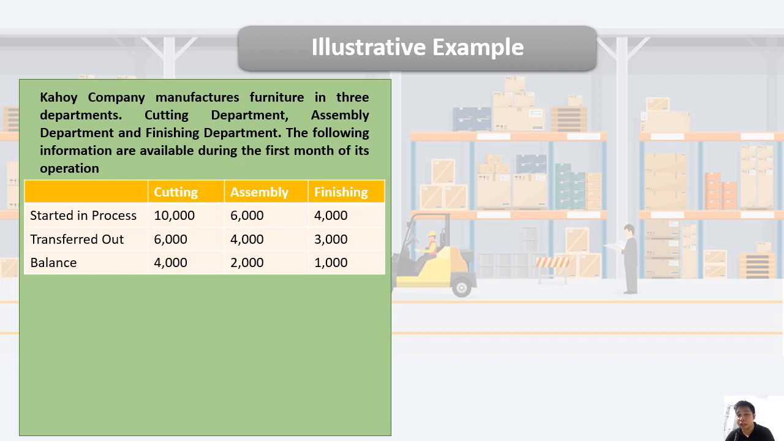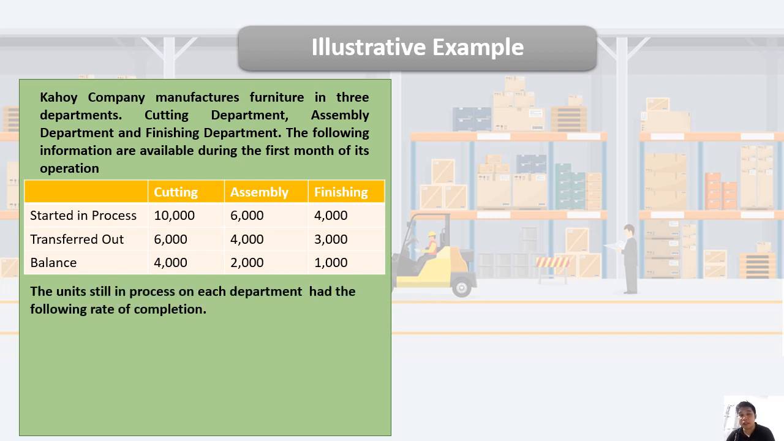Based on the number of units, this is the flow. Our first department, the cutting department, has started units of 10,000. Out of 10,000, 6,000 units were transferred out, so we have 4,000 units in process. The 6,000 units transferred out by the cutting department became the started units of the assembly department. Out of the 6,000 in assembly, 4,000 were transferred out to the next department, which is the finishing department. Of the 4,000 in finishing, 3,000 units were transferred out. Since this is the last department, this will form part of the cost of goods manufactured in units. Leaving us with 1,000 units in the ending inventory of our finishing department.